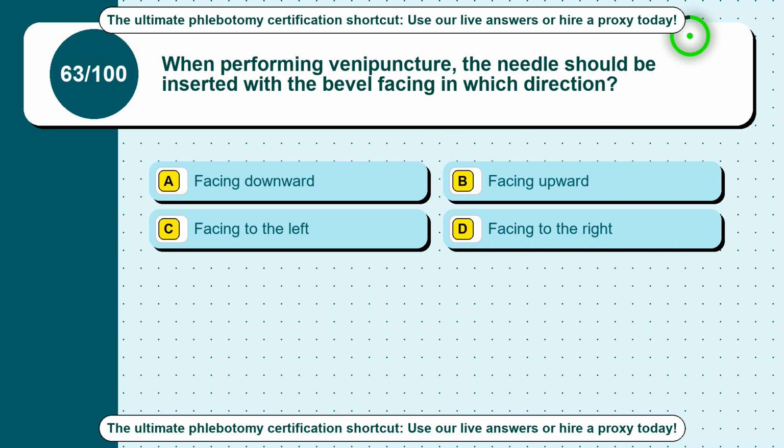Question 63. When performing venipuncture, the needle should be inserted with the bevel facing in which direction? Option A, facing downward.